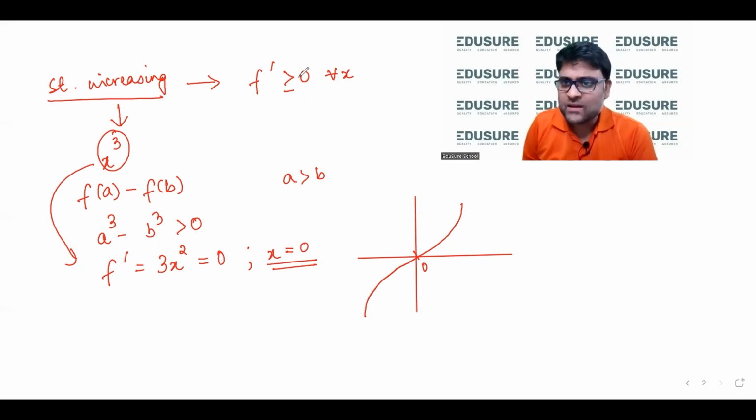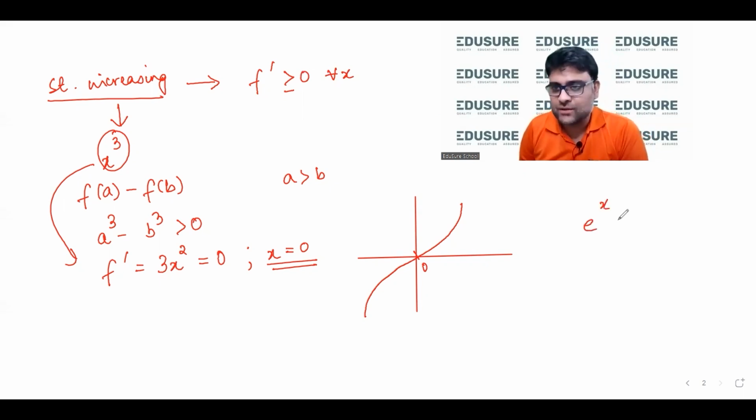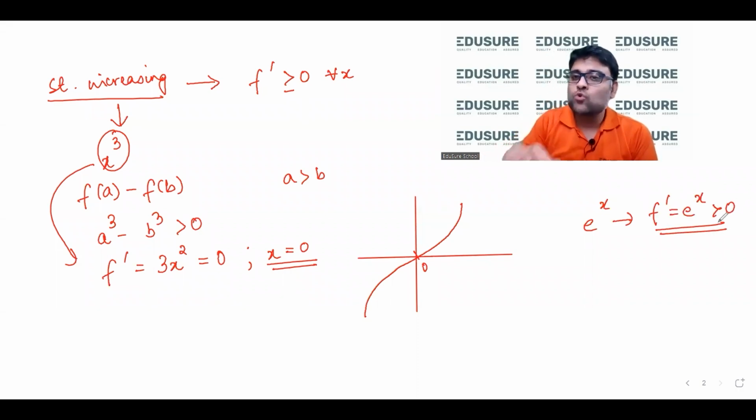It is a possibility that it is greater than 0. For example, if I have e to the power of x, this is also a strictly increasing function. But when I take a look at the derivative, it is e to the power x, which is strictly positive. It's not a hard and fast rule that a strictly increasing function will always have the derivative at some point equal to 0.